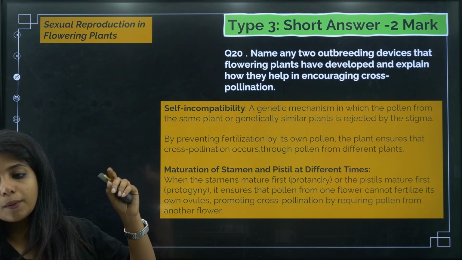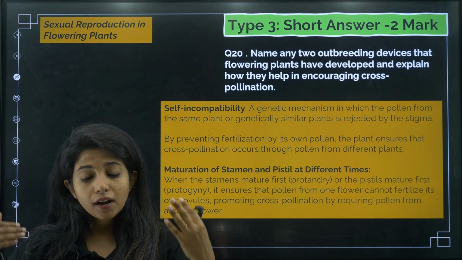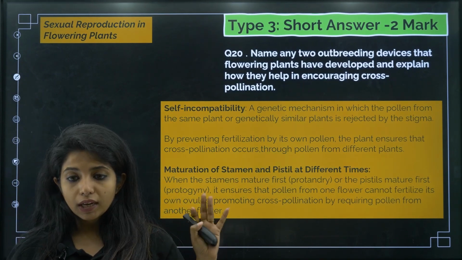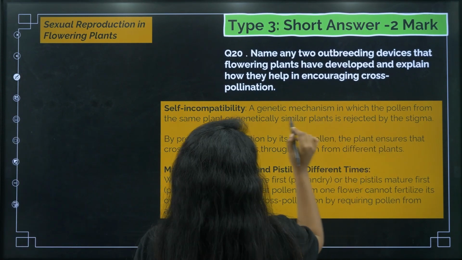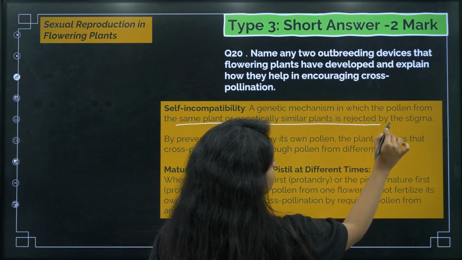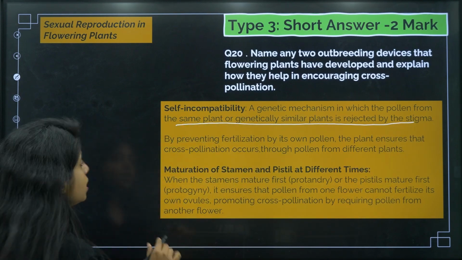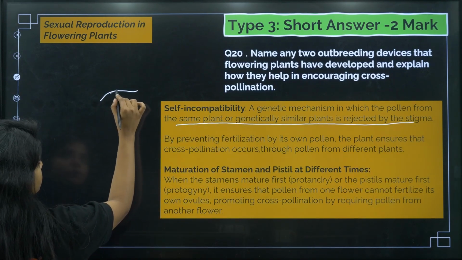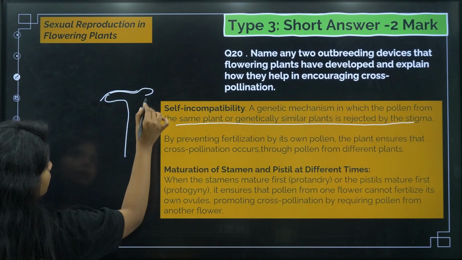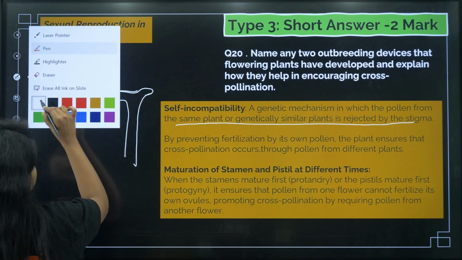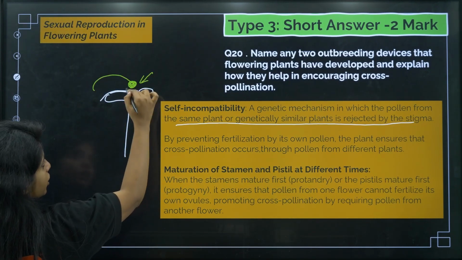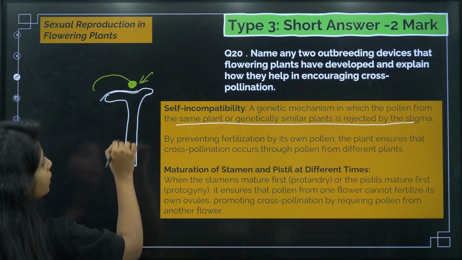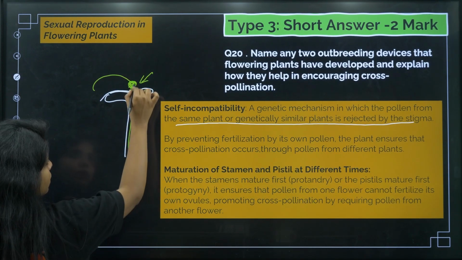One is self-incompatibility. This is a genetic mechanism that has been taken by the plant itself. It's a genetic makeup change. Over here, what happens is that the pollen from the same plant or a genetically similar plant is rejected by the stigma. If this is a stigma, when the pollen comes and lands on it, if everything is good, the chemical reaction that is happening over here is good. That's only when this particular pollen can form the pollen tube.